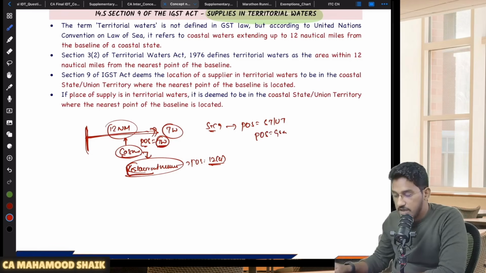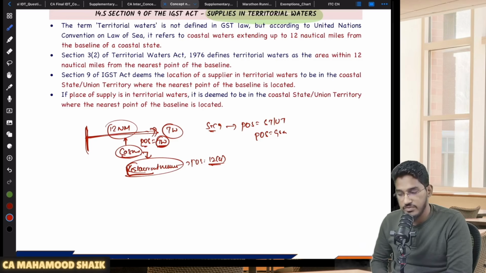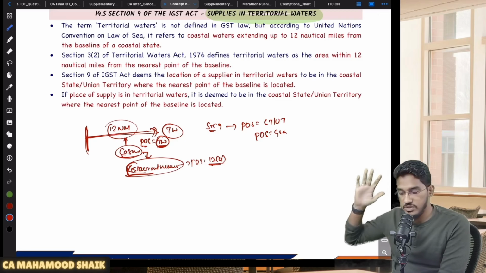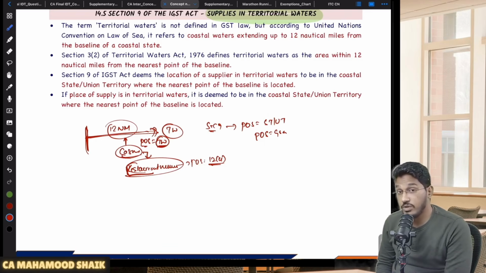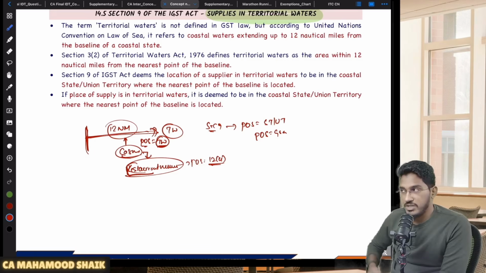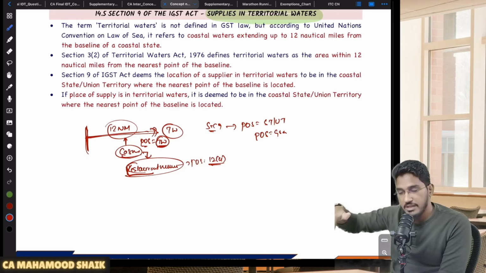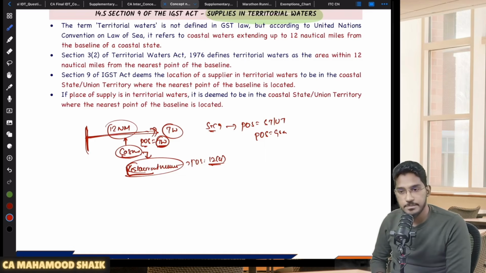Able to understand? In case the place of supply is falling under territorial waters, the place of supply will be considered to be the state or union territory which is nearest to the baseline. So this is what section 9 has told. Even in the registration chapter I have told, in case you are a person in the territorial waters, you have to submit your application for registration with the nearest state or union territory to the coastal line. Even if the place of supply is falling there, the place of supply also will be considered to be the nearest state or union territory to the coastal line.